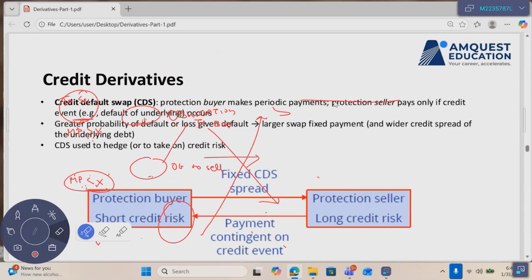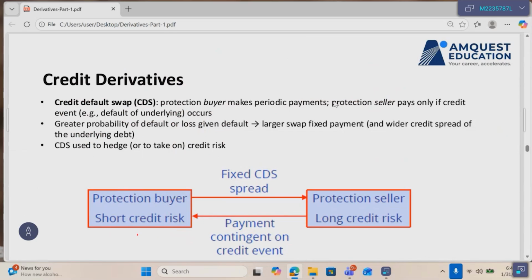Now we've done futures, forwards, swaps, and options, right? Now the last concept for the day, then we'll wrap up our class. This last concept is called credit derivatives. Now what are credit derivatives?